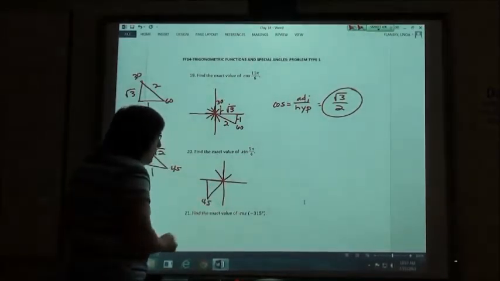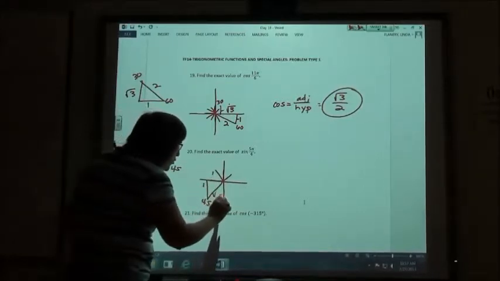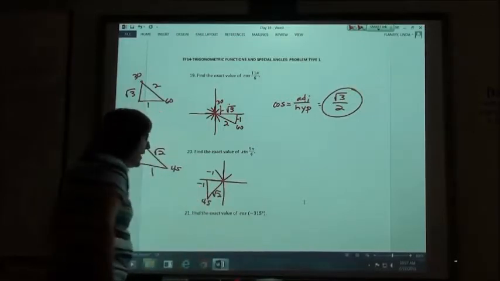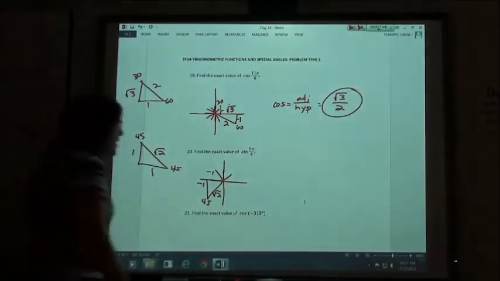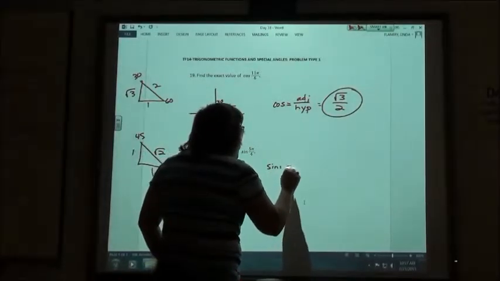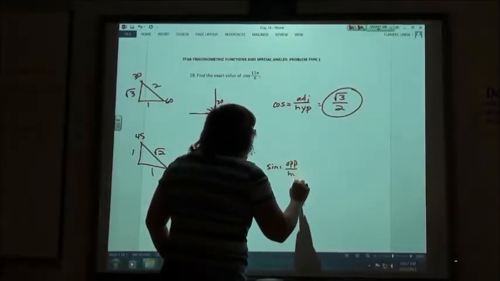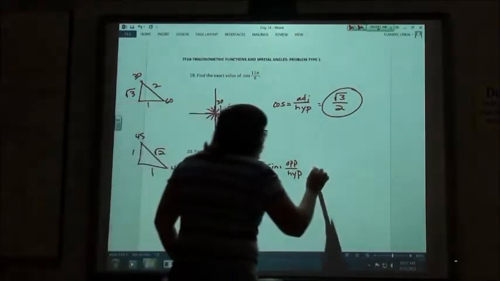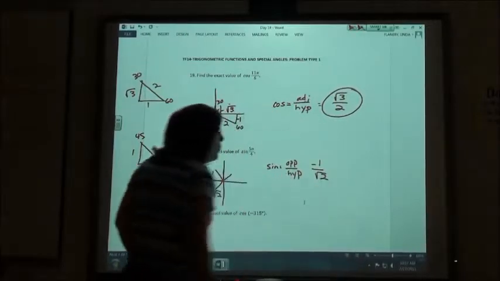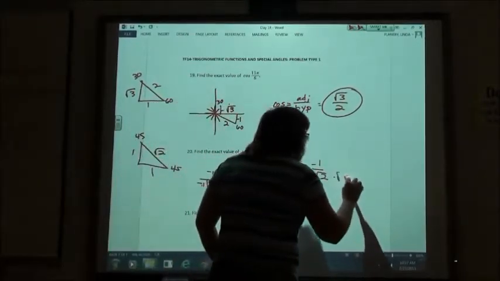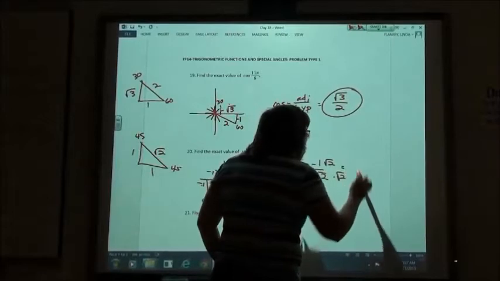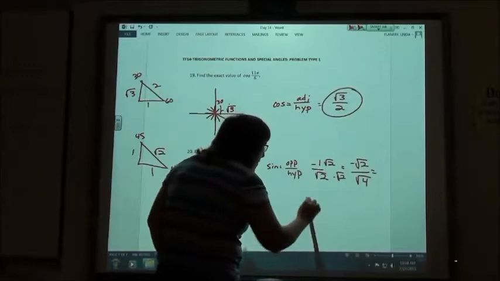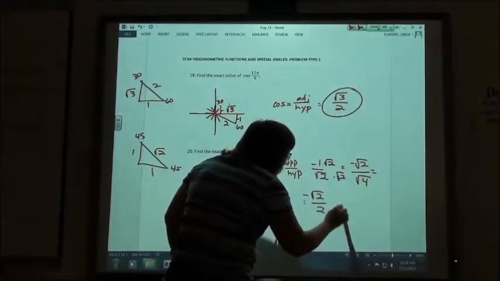We know it's a 45, 45, 90, so 1, 1, and the square root of 2. However, this is going back, so it's negative. This is going down, so it's negative. And so if we're going to do the sine, it's the opposite over the hypotenuse. The opposite side is going to be negative 1 over the square root of 2. We have to rationalize the denominator, so we multiply by the square root of 2 over the square root of 2. We get negative square root of 2 over the square root of 4, which simplifies to negative square root of 2 over 2.